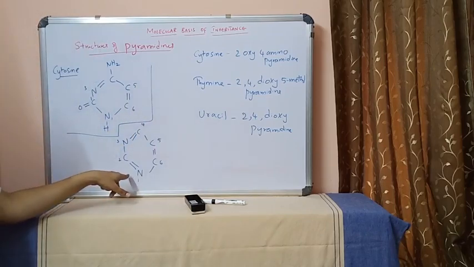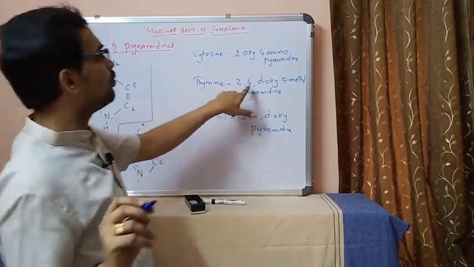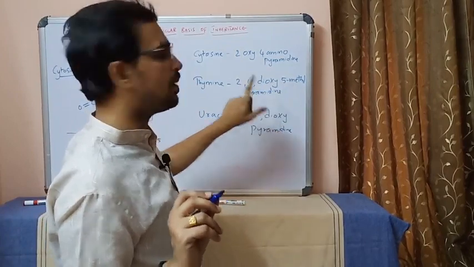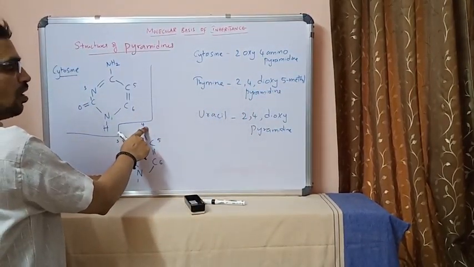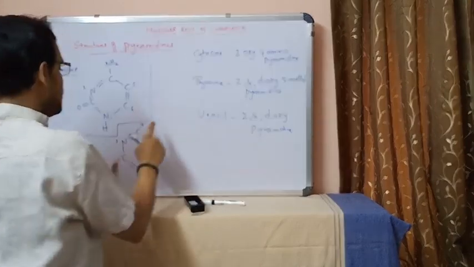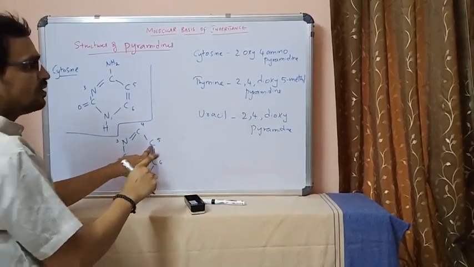So this is the general structure of pyrimidine. 2,4-dioxy-5-methyl-pyrimidine. So at the second position and the fourth position, oxygen should be there. That's why it's called dioxy. 5-methyl. At the fifth position, methyl group.